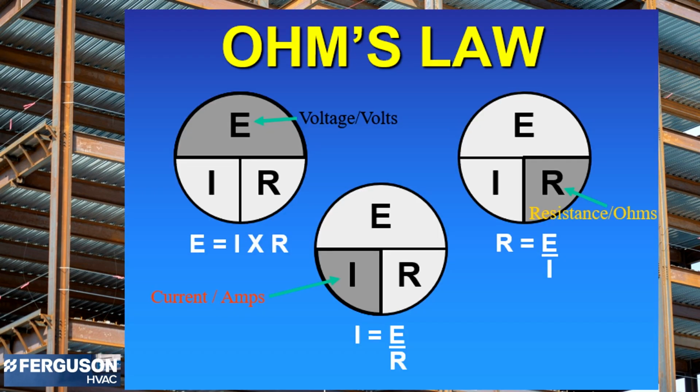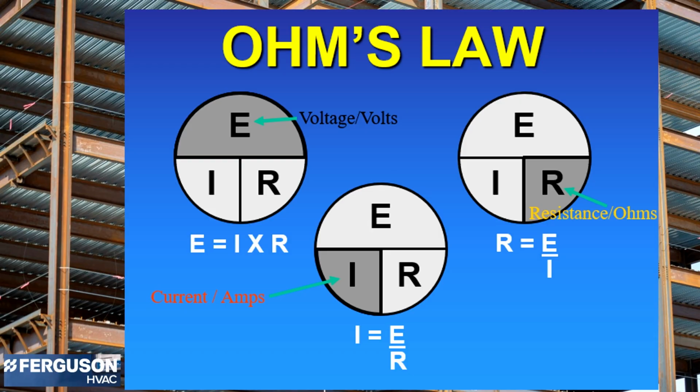These three circles show us how we can work up the equation for Ohm's law. E, as we said, equals the voltage being applied to the circuit. R equals the resistance in the circuit. And I is the amp draw of the circuit. If we want to find the voltage, or E, and we know the amp draw and the resistance of the circuit, according to the first circle, we would multiply I times R to get our voltage.